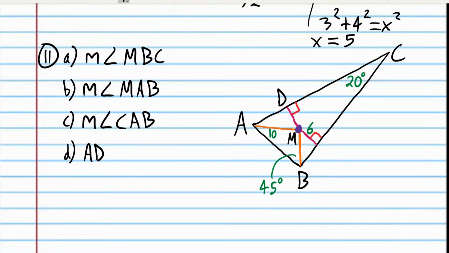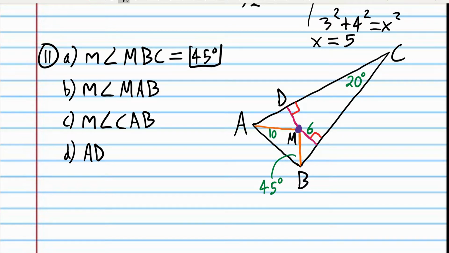All right, we're back. Measure of angle MBC. Well, we know that this angle here is 45. So because MB is an angle bisector, that must be 45 degrees also.